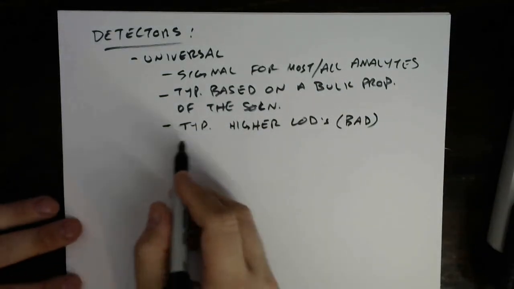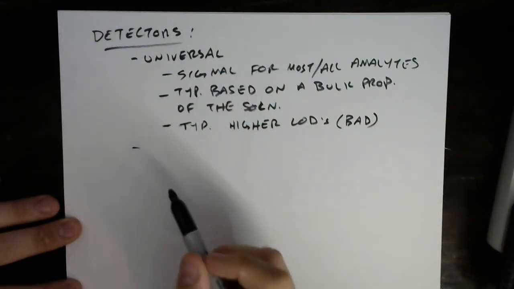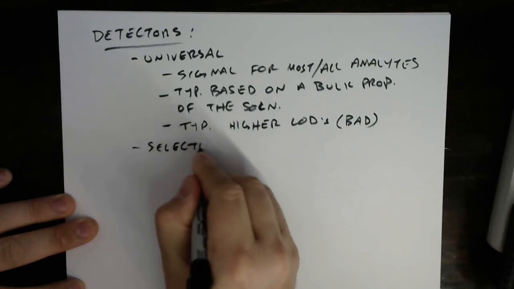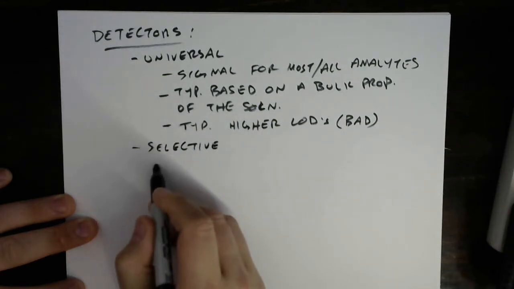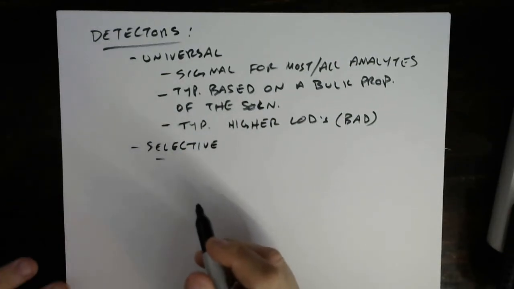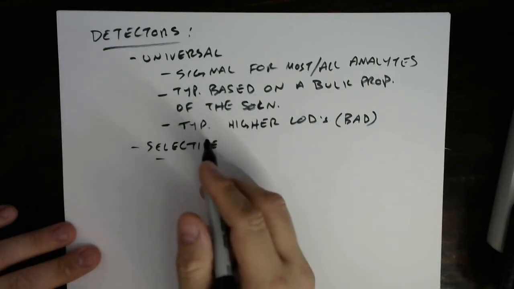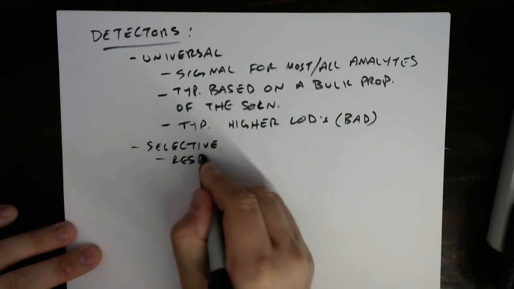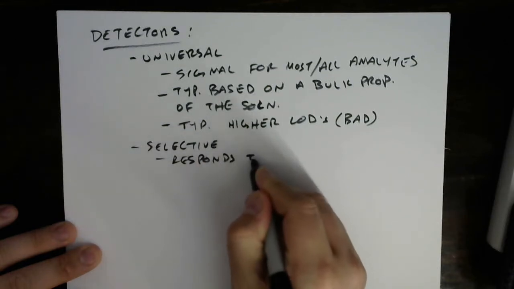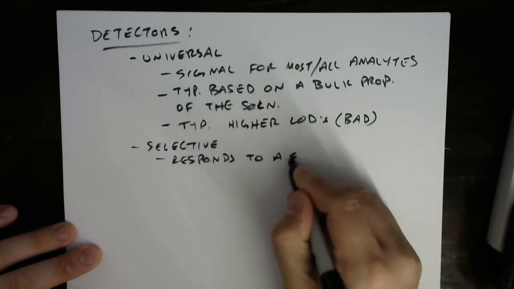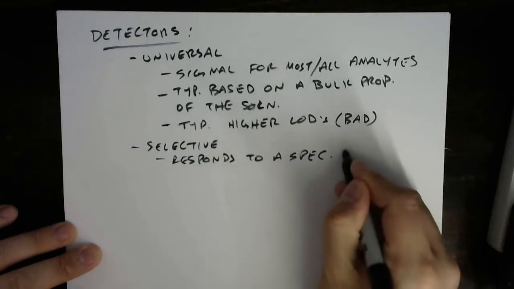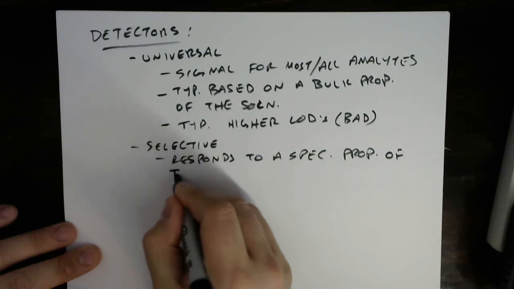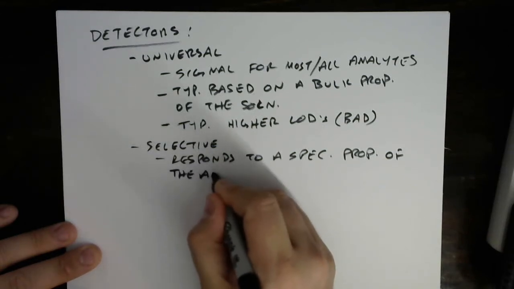Okay, so then the other side of this coin, universal versus selective. A selective detector gives signal, so I guess we'll say it responds to a specific property of the analyte molecules.